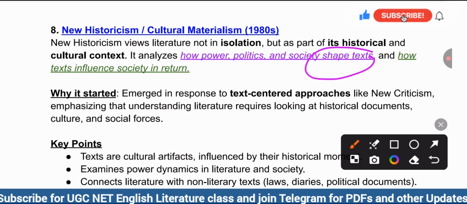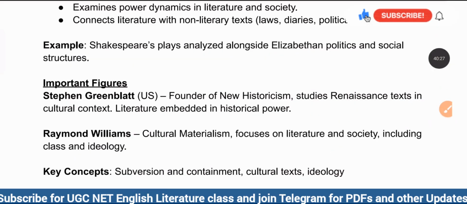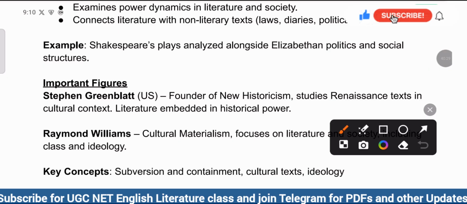This started as a response to text-centered approaches like New Criticism, emphasizing that understanding literature requires looking at historical documents, culture, and social forces. Okay. Key points: texts are cultural artifacts influenced by their historical moment. It examines power dynamics in literature and society, and it connects literature with non-literary texts like laws, diaries, and political documents.